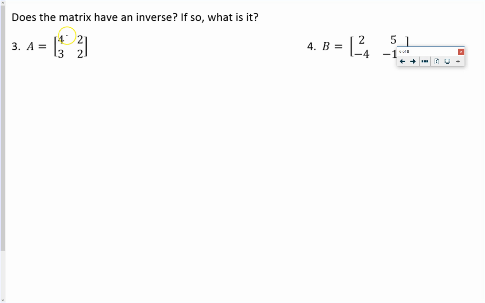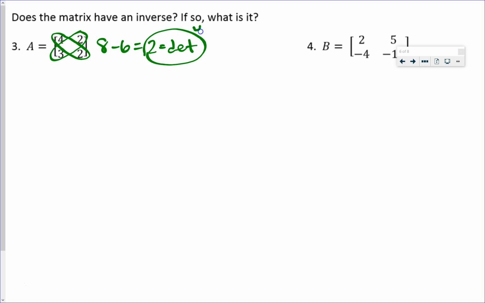All right, so let's determine first if a determinant exists. Remember, we do 4 times 2, which is 8, and we're going to subtract from there 3 times 2, which is 6. We did this yesterday. 4 times 2 is 8, minus 3 times 2, which is 6. So if 2 is my determinant, do I have an inverse? Yes, so we're going to keep going. If it's 0, you say there is no inverse. Yep, it could even be negative 2. Negatives would work also.